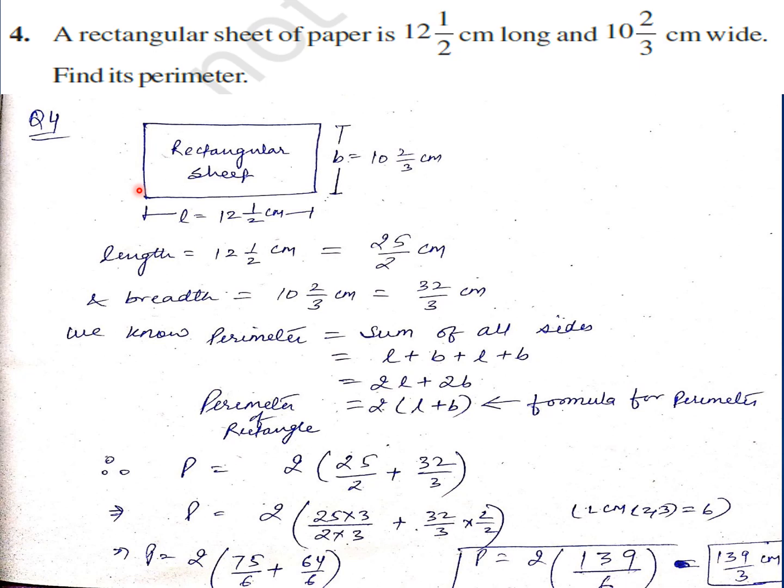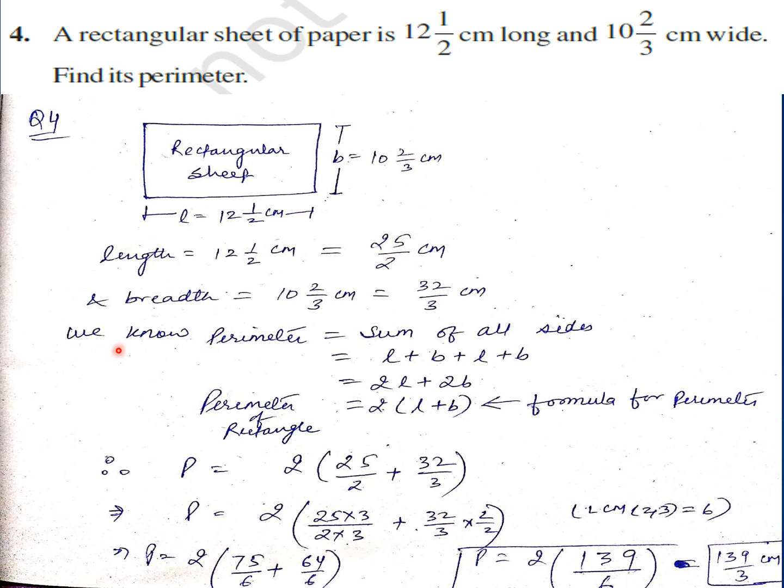Okay. Now, first thing is, we are given this length, which is 12 1 by 2, a mixed fraction. I have converted this into a normal fraction by doing 2 12s are 24 plus 1, 25 upon 2, and the breadth is 3 10s are 30 plus 2, 32 upon 3, like this. So we have got the length and breadth in normal fraction form.